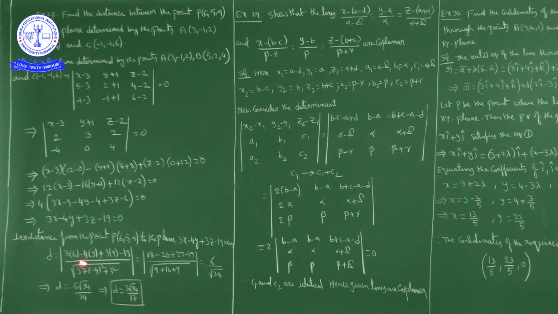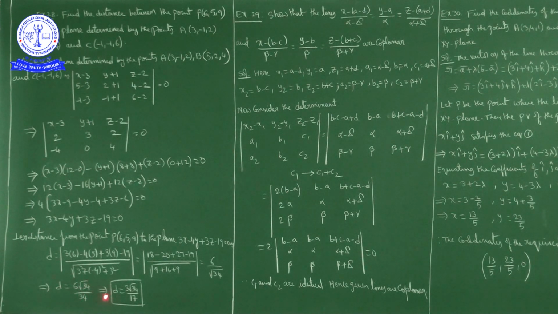So this is equal to 18 minus 20 plus 27 minus 19 upon square root of 9 plus 16 plus 9. Numerator after simplification, what we have? 6, and denominator, what we have? Root 34. So distance is equal to 6 upon root 34. Further, we can write by rationalizing, multiplying numerator and denominator by root 34. So what we get? D is equal to 6 root 34 by 34, 2 to cancel.